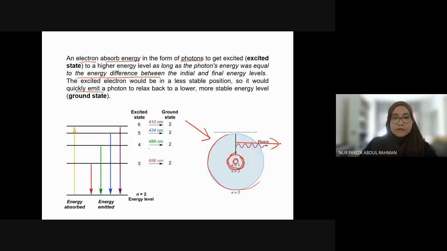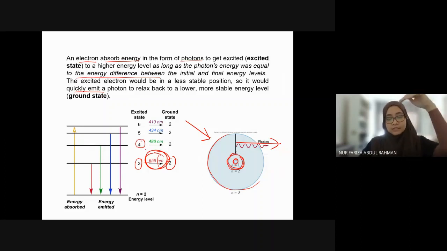So if the ground state is n=2, that means if it gets excited to n=3, it jumps, and then it becomes unstable and then it jumps down, or it returns back to the ground state. It will emit this wavelength of light. Same goes for when it gets excited to n=4. When it returns back to the ground state, it will emit this green colored light.